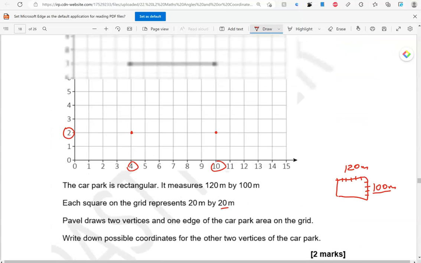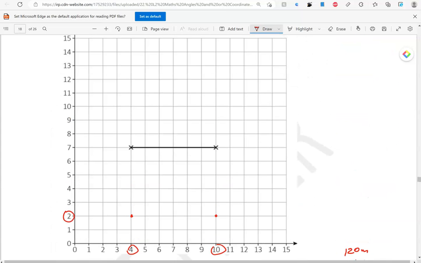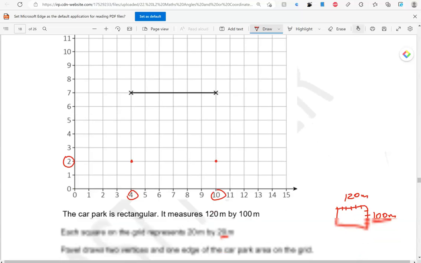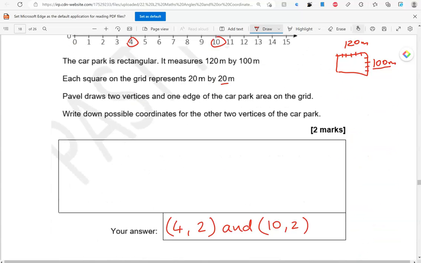Or if you went up, so you go 1, 2, 3, 4, 5, 1, 2, 3, 4, 5. So that would be 4, 12 and 10, 12. Whichever you prefer. I went with the first one. You could go with the second one if you like. But you need to pick one, not show both.